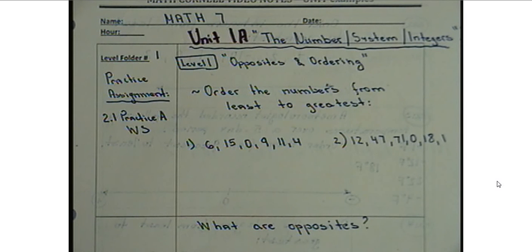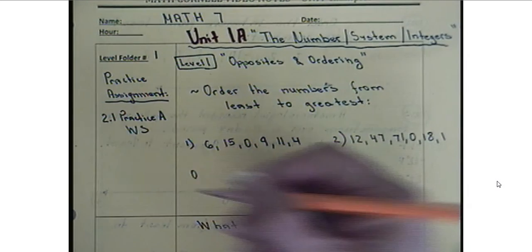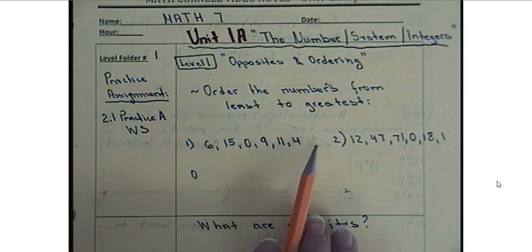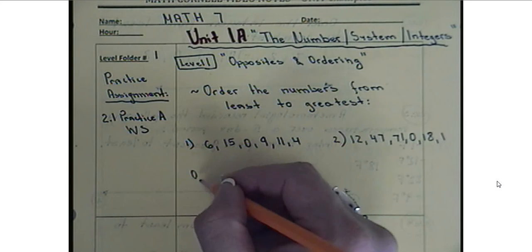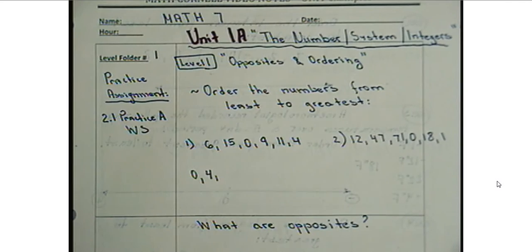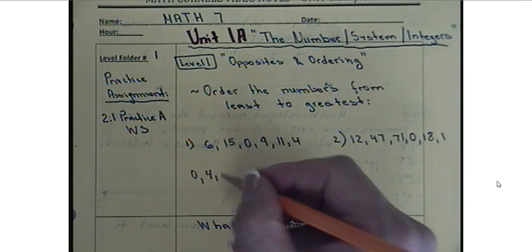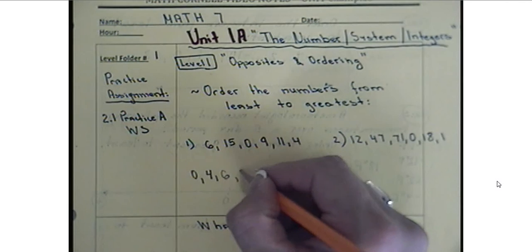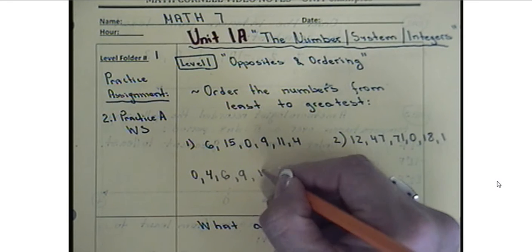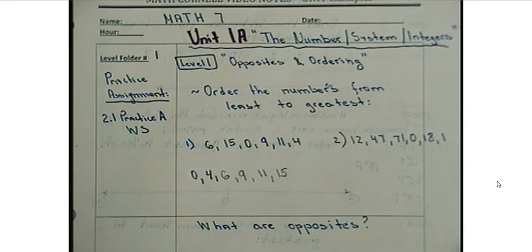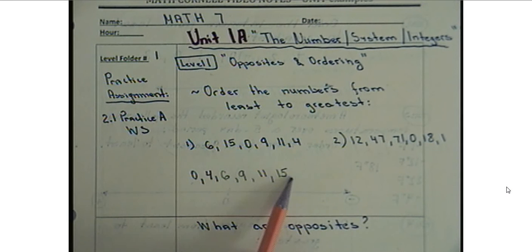If I ask you how you're going to order those positive numbers, I believe you will begin with 0 first. So I will put 0 first. Then I will double check the numbers and I will say, okay, after 0 we have 4. After 4 we have 6. After 6 we have 9. After 9 we have 11, and then 15. So there you go. We just ordered the numbers from left to right, from least to greatest.